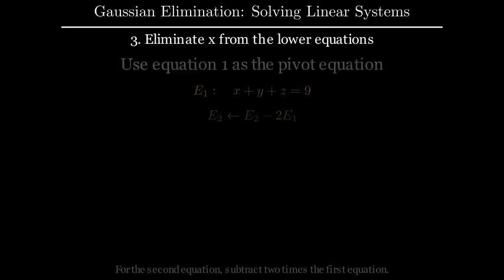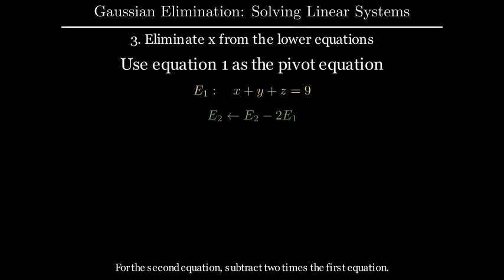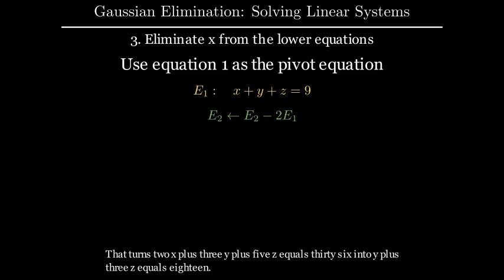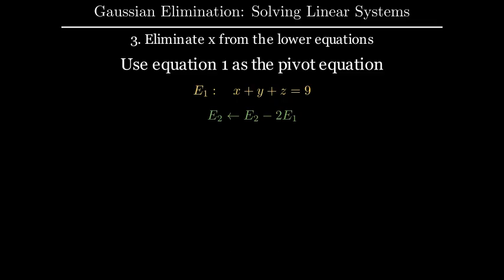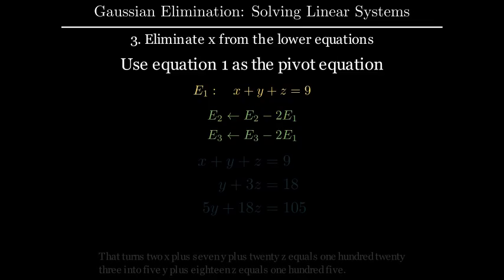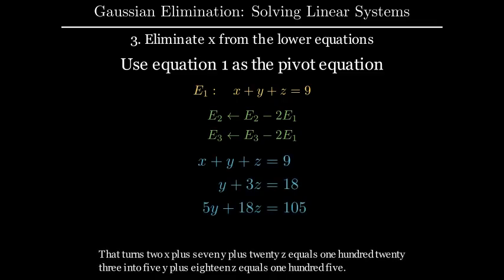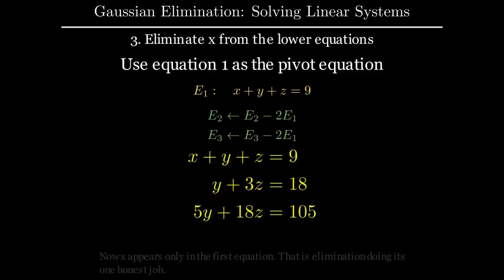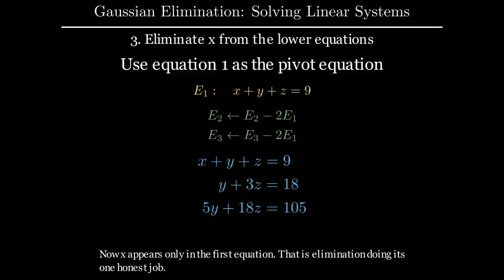Now use the first equation to eliminate x from the two equations below it. For the second equation, subtract 2 times the first equation. That turns 2x plus 3y plus 5z equals 36 into y plus 3z equals 18. For the third equation, again subtract 2 times the first equation. That turns 2x plus 7y plus 20z equals 123 into 5y plus 18z equals 105. Now x appears only in the first equation. That is elimination doing its one honest job.